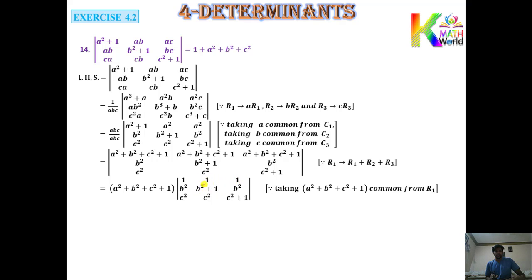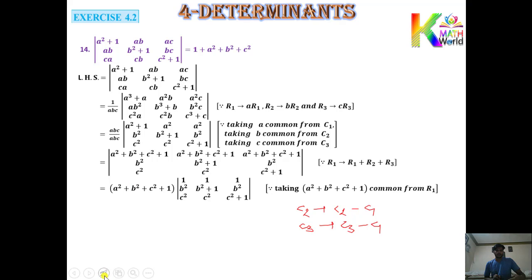So to set here 0, you can directly subtract this first column from the second one, you got here 0. And to set here 0, subtract this first column from the last one, you got here also 0. It means on C2 you can perform which operation? C2 minus C1. And on C3 you can perform C3 minus C1. Okay, so performing that operation.